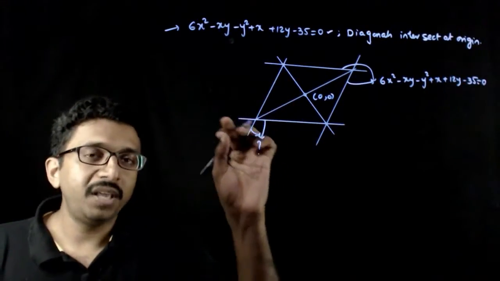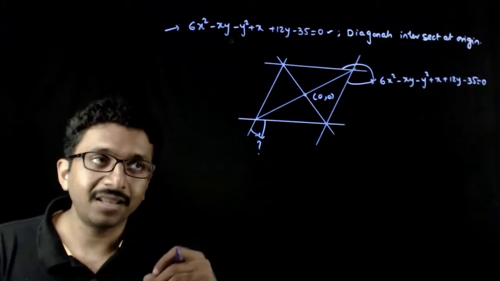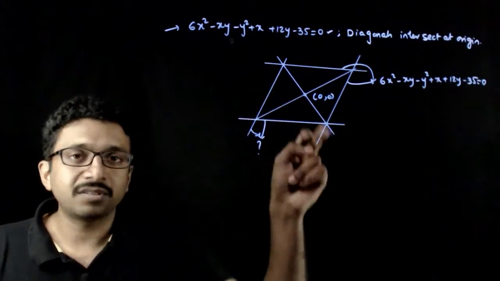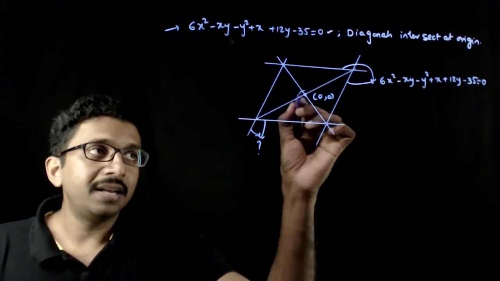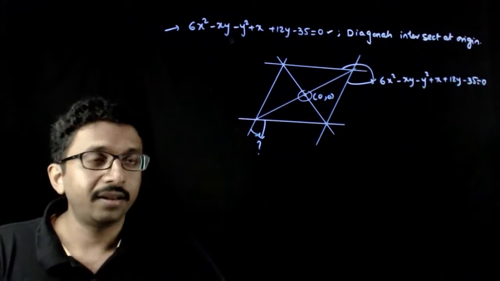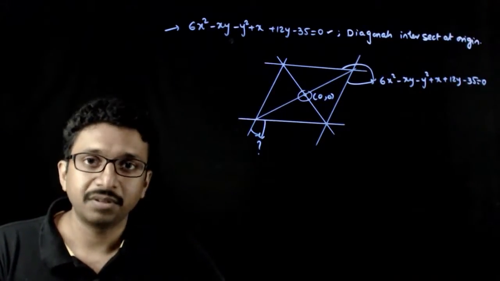So I want the equation of the pair of parallel lines to these lines such that the diagonals of the parallelogram which is formed intersect at the origin. So how do I get the equation?